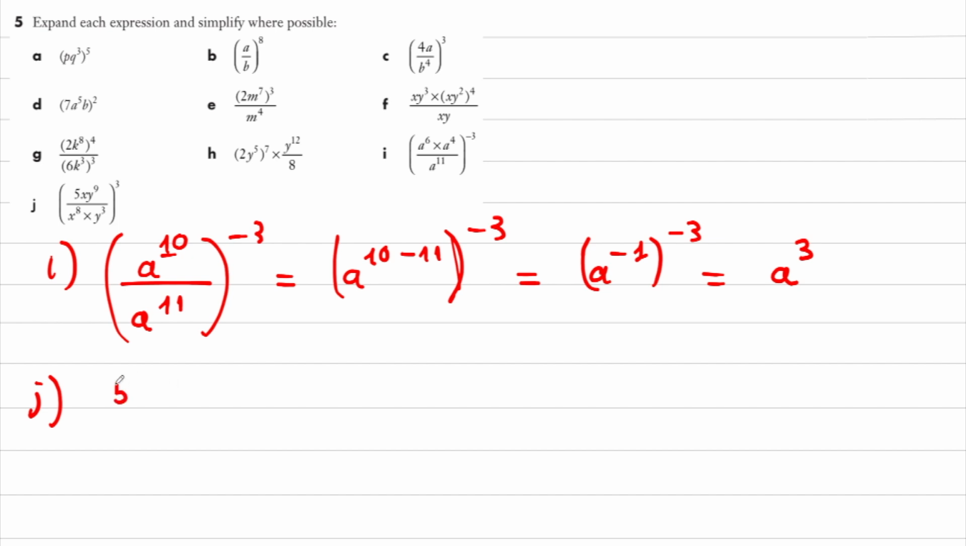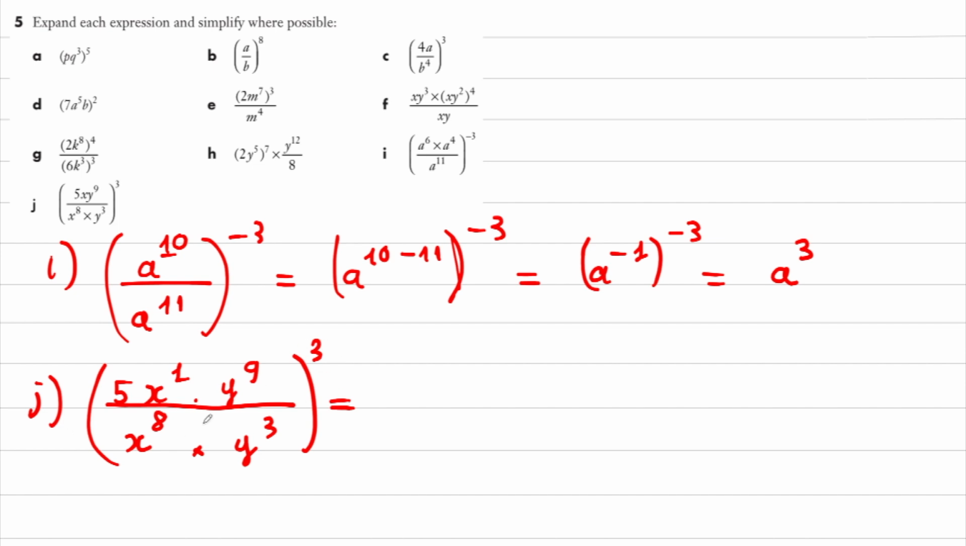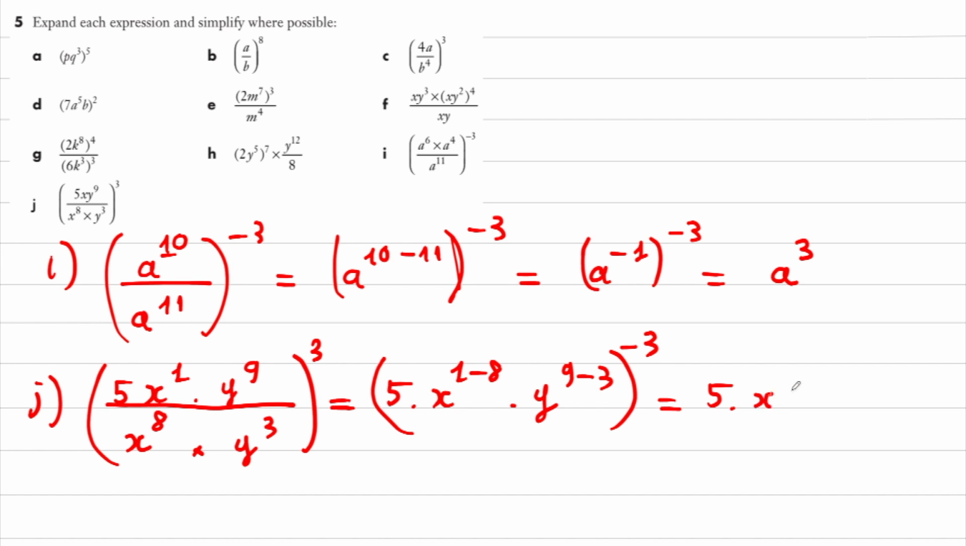For the bracket, I got here x to power of 1 and y to power of 9, over x to power of 8 multiply y to power of 3, and you got power of 3 outside this bracket. So for inside the bracket, you have 1 minus 8, you got y to power of 9 minus 3, and outside is minus 3 here. 5 minus 7, 6 here, so here is minus 3.